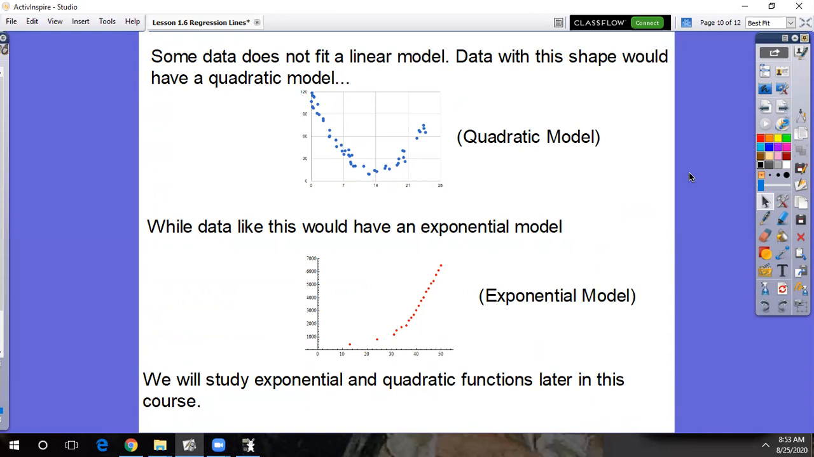A quadratic model is something that has this U shape. It can either be opening up or opening down, but it's a quadratic model because it looks like what's called a parabola. A parabola is the graph of a quadratic function, which we're going to be talking about later this year. An exponential model is something that either exponentially increases, so starts slowly and then rapidly increases, or exponentially decreases, so rapidly decreases, then hangs along the x-axis. We're going to study both of those kinds of functions later in this course.